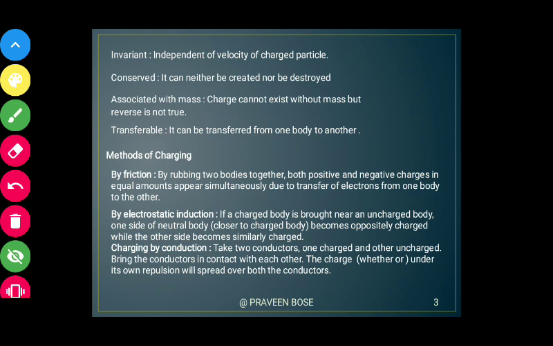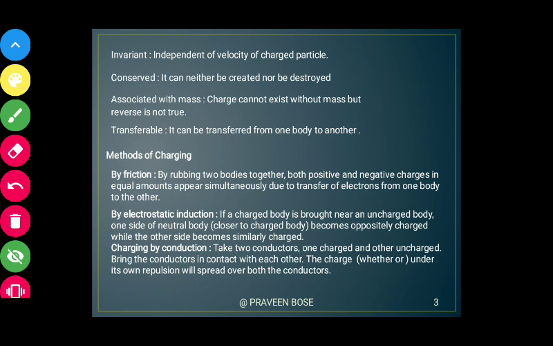Charge has another property, additivity. Additivity means the total charge of an object is the sum of individual charges. And the third property is conservation. Conservation means charges can neither be created nor be destroyed, but we can transfer them from one body to another. We cannot create or destroy charge, and the charge is actually an integral multiple of the basic charge 1.6 into 10 raised to minus 19.